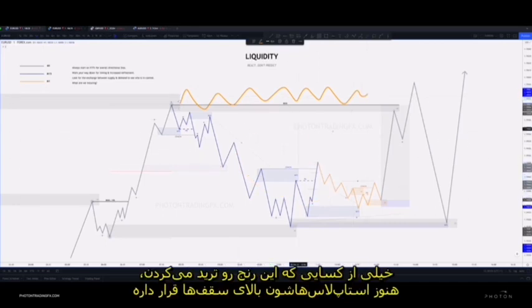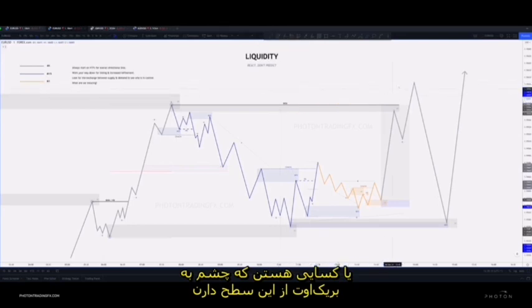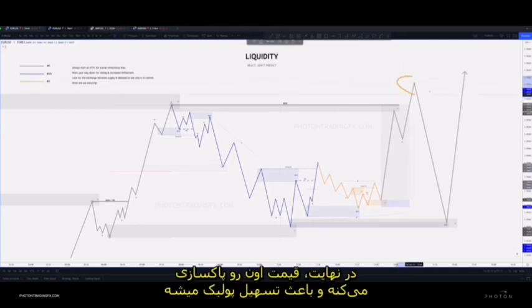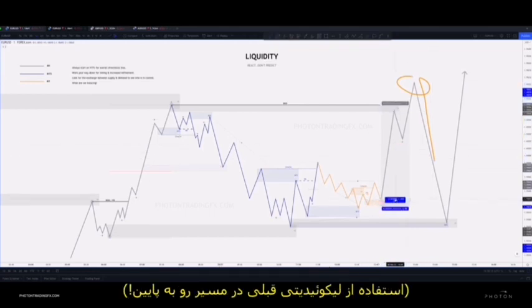Anyone who's trading this range, a lot of people still have stop losses above the highs, or people looking to break out on this level. So there's tons of liquidity up here. Price will then eventually sweep that and then facilitate that pullback, right? Using prior liquidity on the way down.